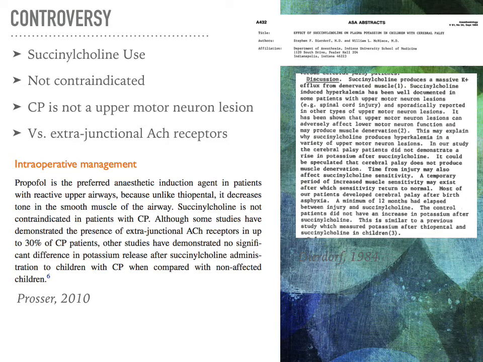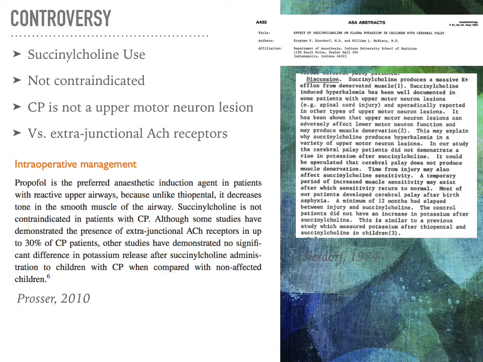So, succinylcholine use in cerebral palsy patients, it's not a recent controversy, but I found multiple sides on whether or not succinylcholine can be used safely. One side says that cerebral palsy is not an upper motor neuron lesion, and studies have shown that it does not cause succinylcholine-induced hyperkalemia. This ASA abstract came out in 1984 saying that cerebral palsy is not an upper motor neuron lesion. With a study, it does not cause potassium increase, and this could be due to cerebral palsy not producing muscle denervation. However, the other side says that some studies demonstrated the presence of extrajunctional acetylcholine receptors in up to 30% of cerebral palsy patients, which causes that exaggerated potassium efflux and hyperkalemia symptoms.